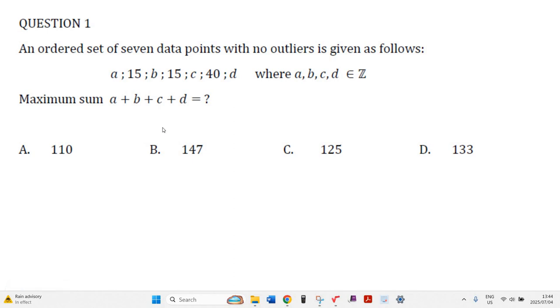Anyways, this first question, I found it pretty hard. You've got this ordered set of 7 data points. They're just numbers, integers, and it says there are no outliers given, but you want to make the maximum sum out of A, B, C, and D. If they were done in this order, you'd go for A being 15, the biggest it could be. And if they're ordered, then this next number, B, must be a 15.